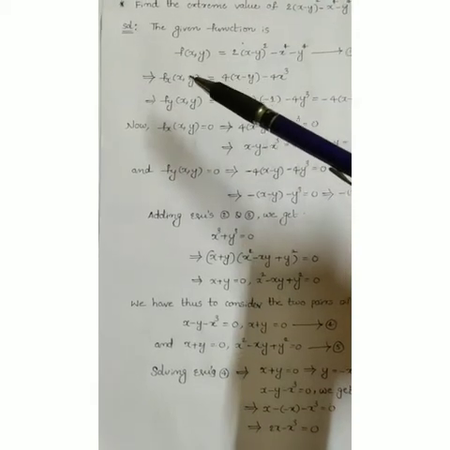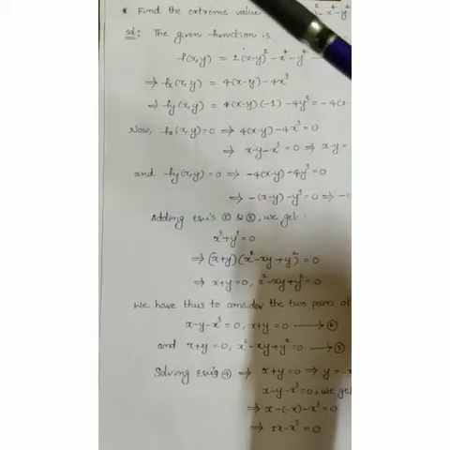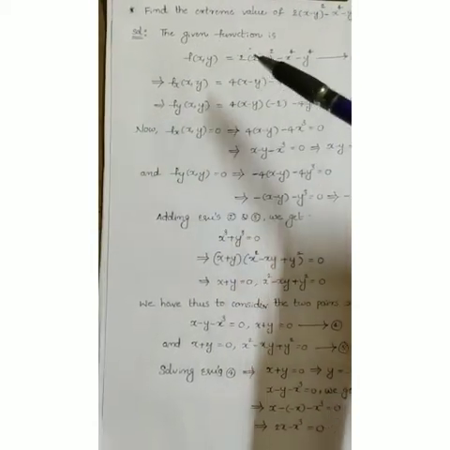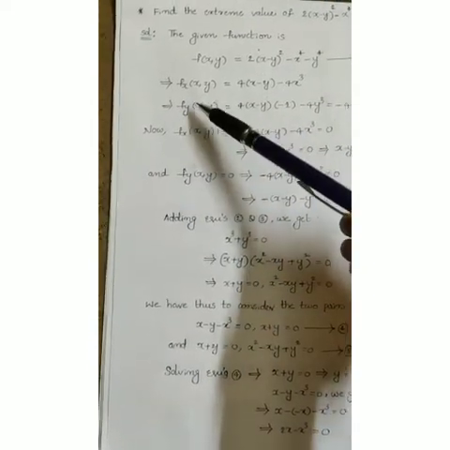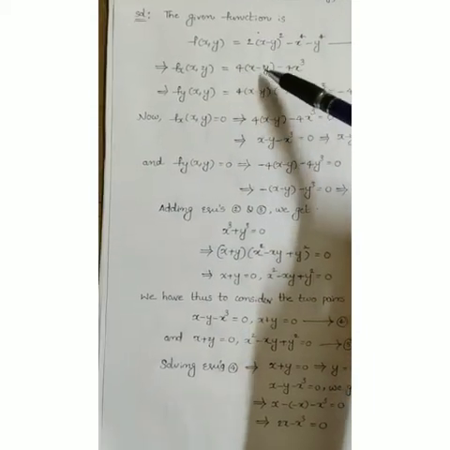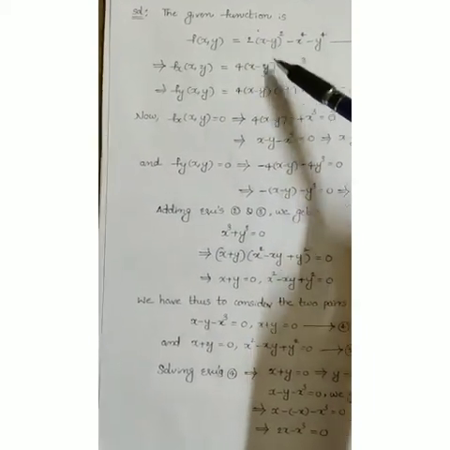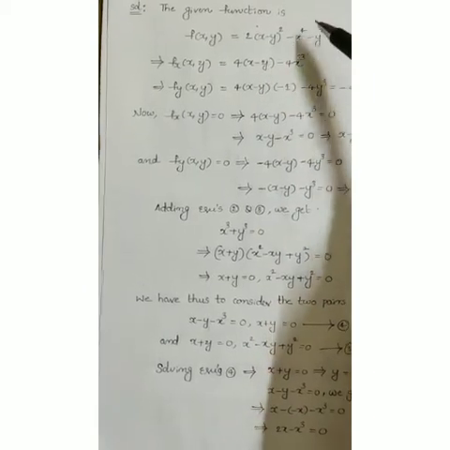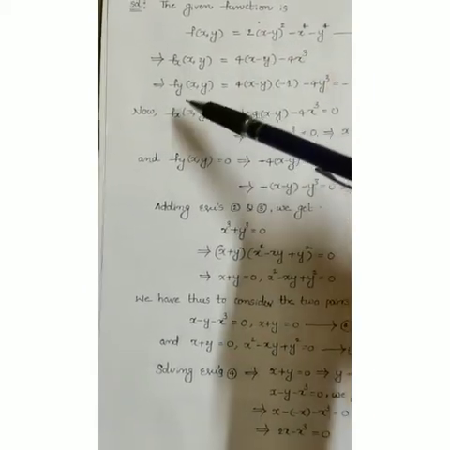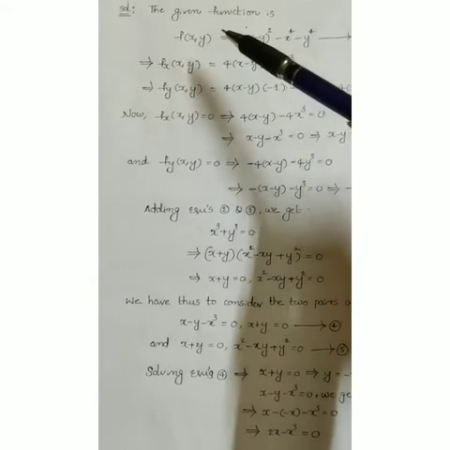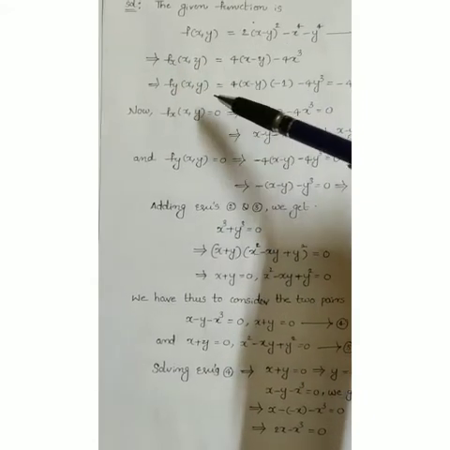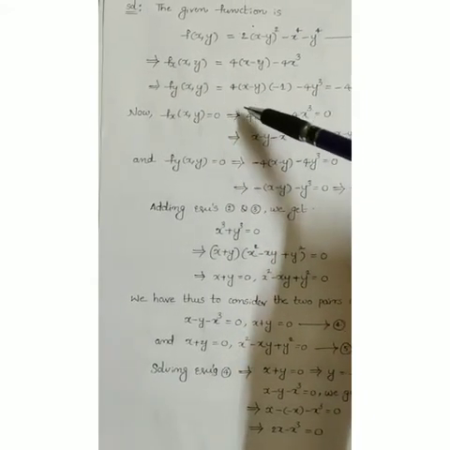Then we have to find the first order partial derivatives, that is fx and fy. So fx = 4(x - y) - 4x³. Here we are differentiating with respect to x, so 2 into 2 is 4(x - y), and again differentiating x gives 1, minus x⁴ gives 4x³. This is 0. And fy, differentiating with respect to y, is 2 into 2, 4(x - y).